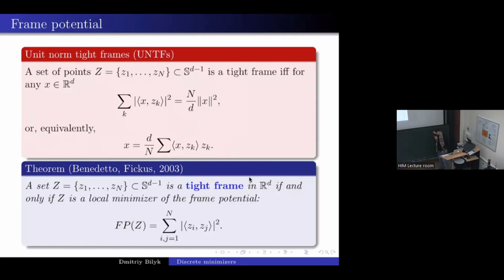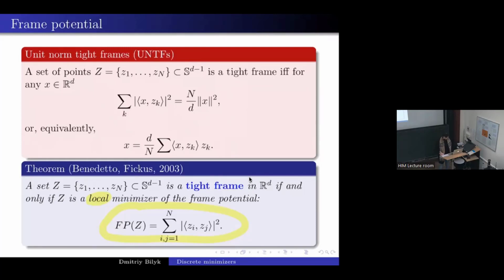So in 2003, Benedetto and Fickus proved that they can be characterized as minimizers, and actually local minimizers. Here it turns out that all the local minimizers are also necessarily global, of this discrete energy which they call the frame potential. Actually, parts of the proof are not easy. The lower bound for this energy is very simple, and to prove that if a tight frame exists, it's a minimizer, is quite easy.